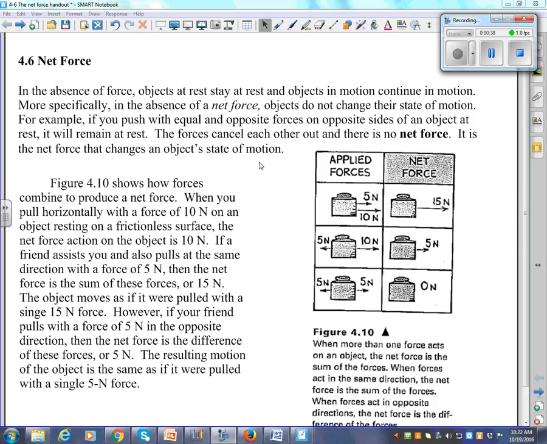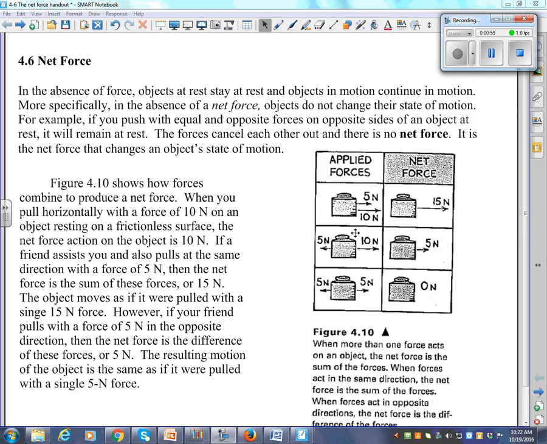Figure 4.10 shows how forces combine to produce a net force. When you pull horizontally with a force of 10 newtons on an object resting on a frictionless surface, the net force acting on the object is 10 newtons. If a friend assists you and also pulls in the same direction with a force of 5 newtons, then the net force is the sum of these forces, or 15, 10 plus 5, same direction, like this, right?